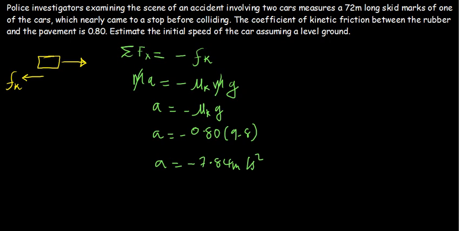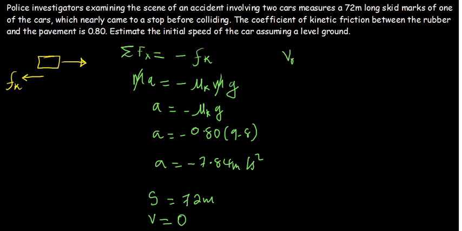Remember, I want to estimate the initial speed. Now that we know the acceleration, what other quantity do we know? We also know the distance, which is 72 meters. What other quantity do we know? The final velocity is 0. Okay, these are the quantities that we know. Now we want the initial speed. What equation can we use?